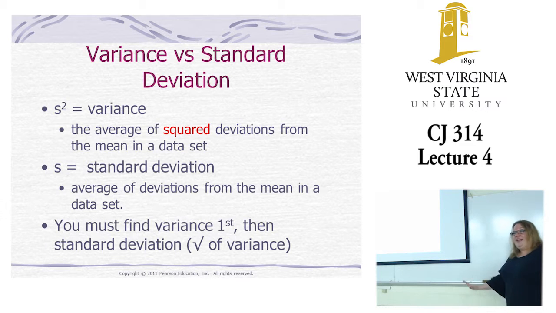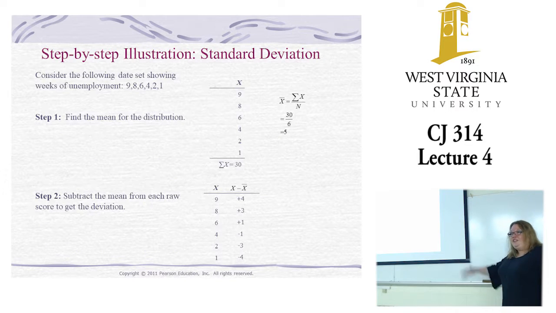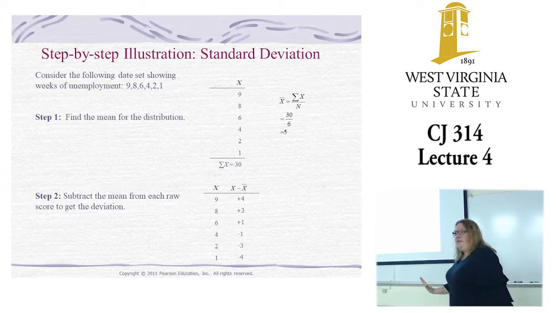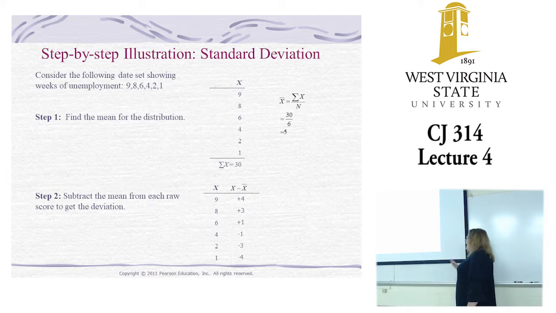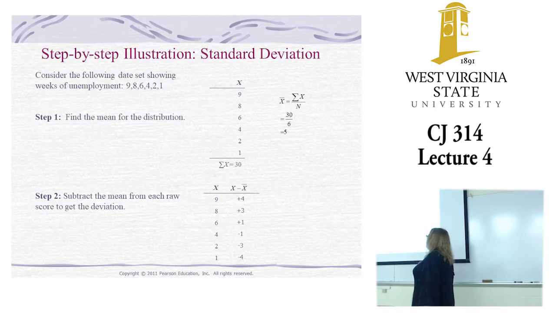Here's an example. Again, just eyes up. Pay attention. You don't have to write this down. We're not using this one. All right. So, again, because we like happy examples in this class, here's the data set of weeks of unemployment. Our data set is 9, 8, 6, 4, 2, and 1. First thing that we need to do, we need to figure out the mean, because we're going to have to take each data point and subtract the mean.